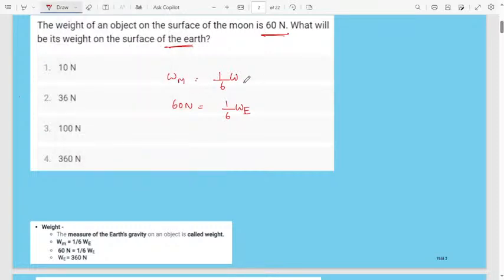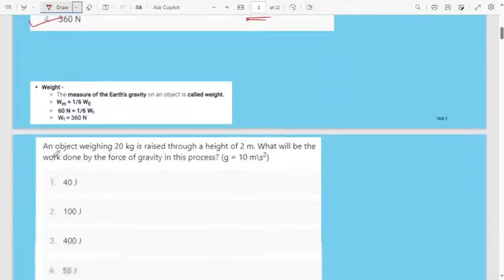This is moon, this is earth. Then cross multiply, the weight of the object on the earth will be equal to 360. Very easy question. Therefore, the correct answer is 360 Newton. What you have to remember is the concept: the weight of an object on the moon is equal to 1/6 of the weight of an object on the earth. That is the important one you have to remember.